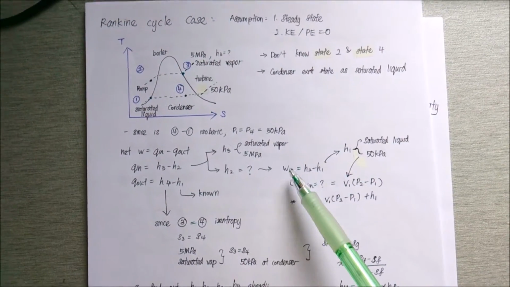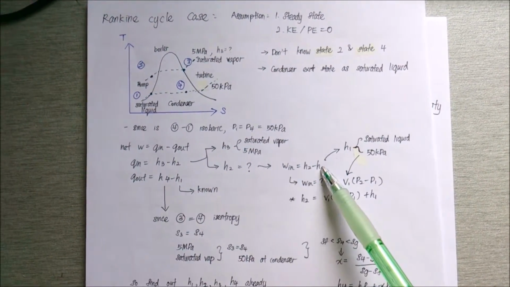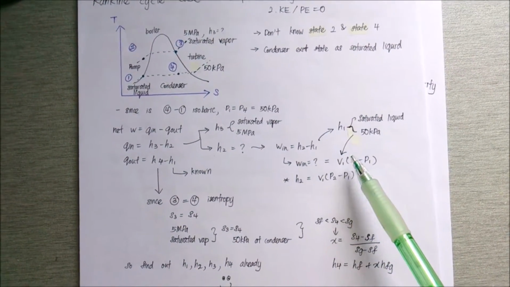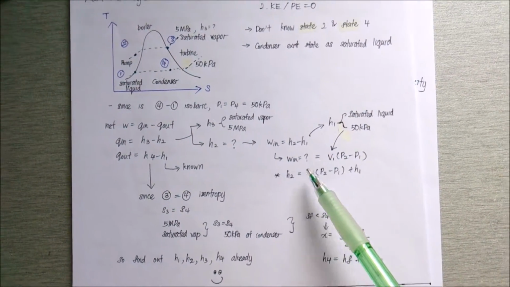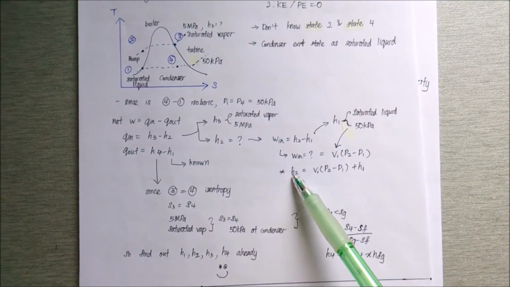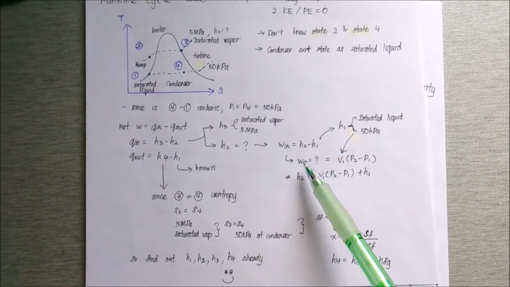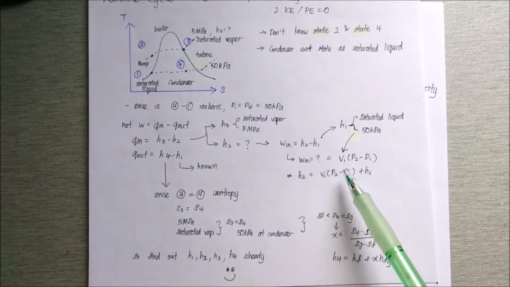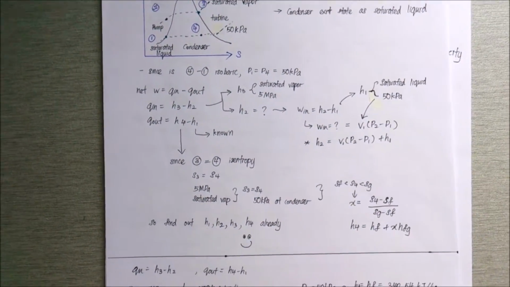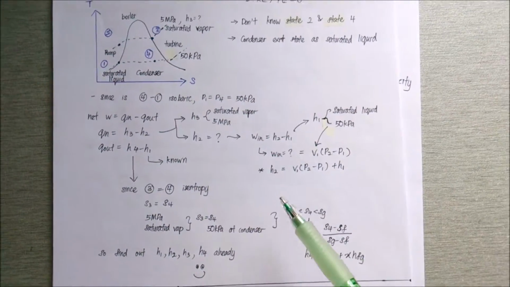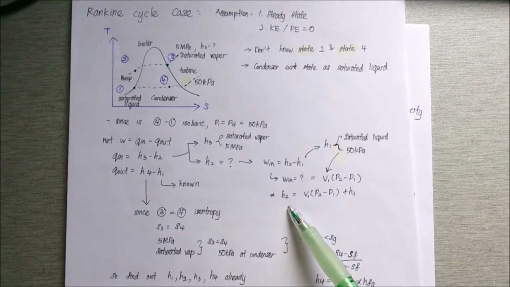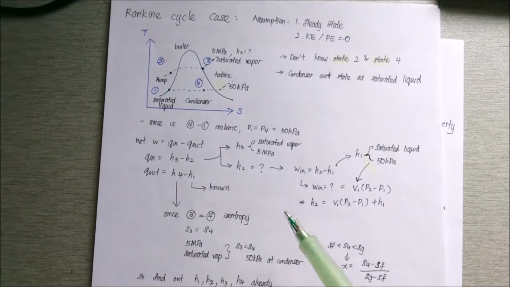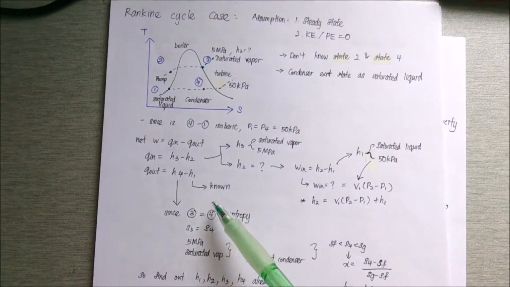We know that the work input by the pump is equal to H2 minus H1, and we also know that H2 minus H1 equals V1 times P2 minus P1 from the formula just now. And we already know that state 1 is a saturated liquid at 50 kilopascal, so H2 will equal V1 times P2 minus P1 plus H1. Using this value, we will find H2. And from the process 4 to 1, we have already found H1 from the information just now. But how do we find H4?